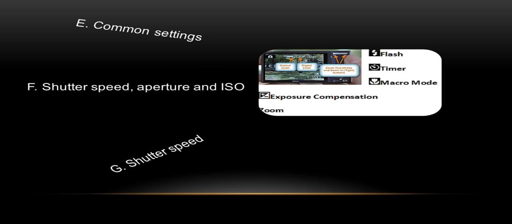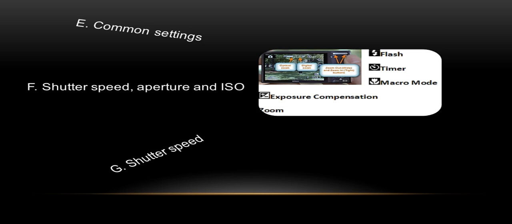Although your camera is designed to work automatically, there are a few settings you may want to change depending on the situation. There will usually be an icon next to each button, and these icons are the same no matter what brand of camera you have. For instance, you have the flash, the timer, macro mode, exposure compensation, and the zoom.